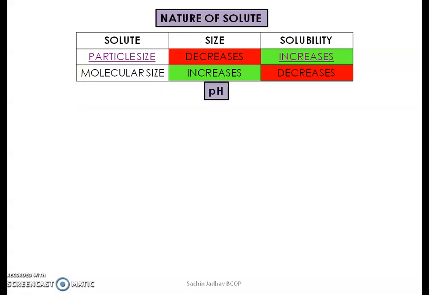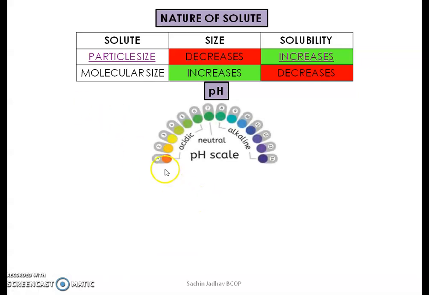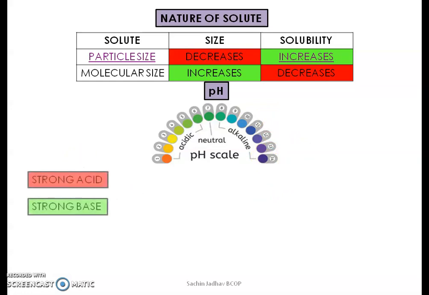The next factor is pH. In case of pH, we need to understand what pH is. pH is nothing but the negative logarithm to the base 10 of the H plus ion concentration. We can say a substance is acidic or basic, classifying pH on a scale. If it is 1 to 7, we say it is acidic, and if it is 7 to 14, we say it is basic. The substance which is going to be dissolved may be acidic or basic. If it is a strong acid or strong base, it will get 100% ionized.